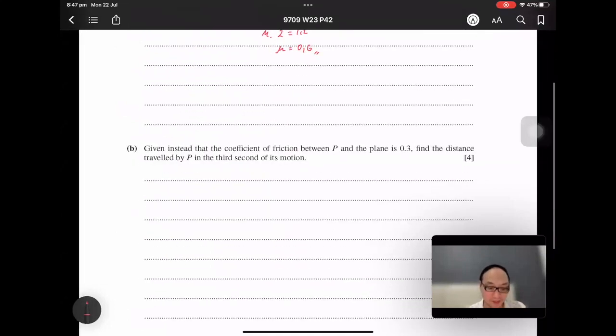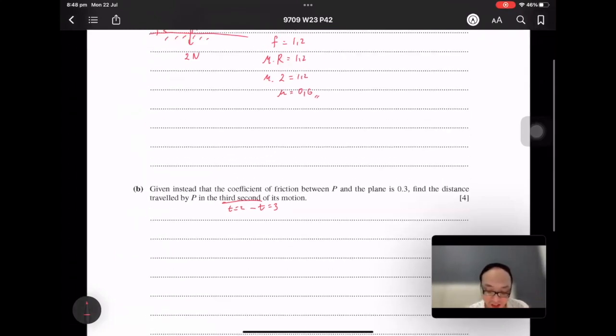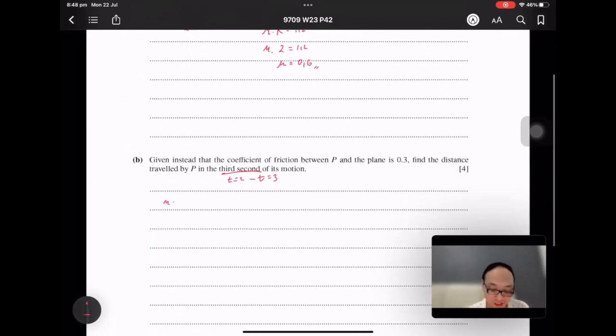Part B, given instead that the coefficient of friction between P and the plane is 0.3. Find the distance traveled by P in the third second of its motion. So the third second means from t equals 2 until t equals 3. We can find the acceleration first. Now the coefficient of friction is 0.3, so the friction will be 0.3 times 2 equals 0.6.